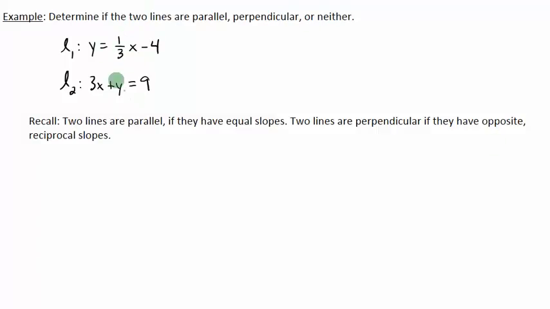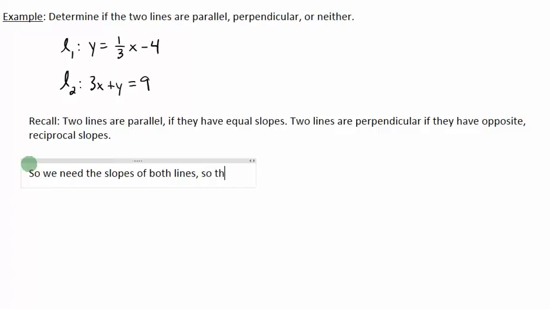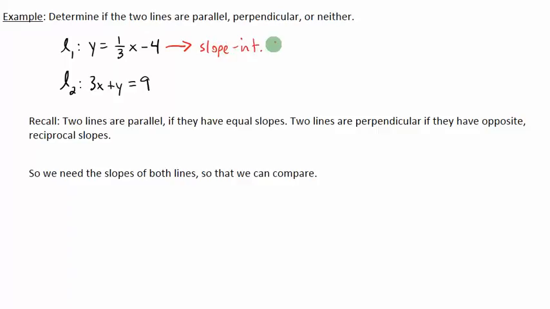So what this boils down to is I need to know the slopes. So we need the slopes of both lines so that we can compare. So I go up here and I ask myself, do I know the slopes of these 2 lines? Well, the first line, this equation is in slope-intercept form. So I can tell that my slope right away is 1/3. So let's call that slope 1, m sub 1. Okay? So I know slope 1 or m sub 1 is 1/3.